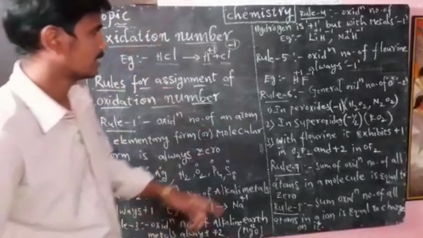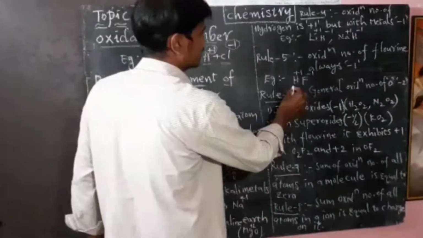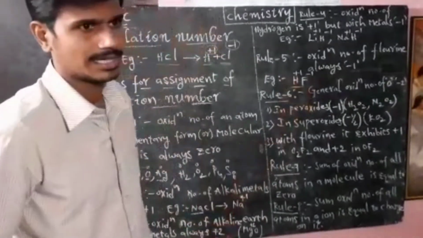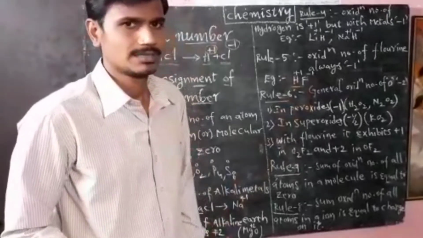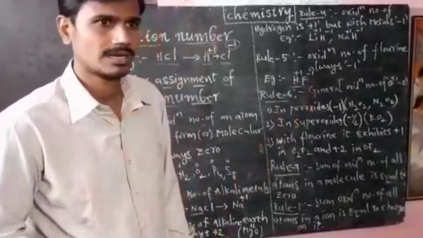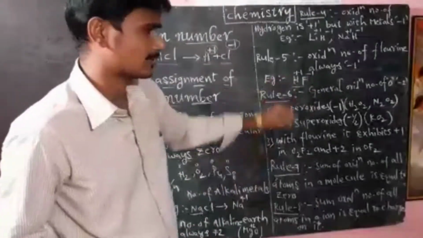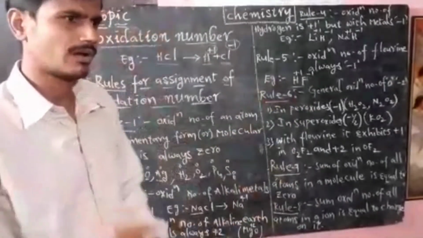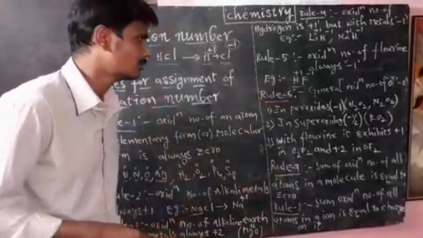If you take any example, HF, in HF fluorine oxidation number is -1 and hydrogen oxidation number is +1. Whatever it may be, fluorine oxidation number is -1. Next, rule 6.